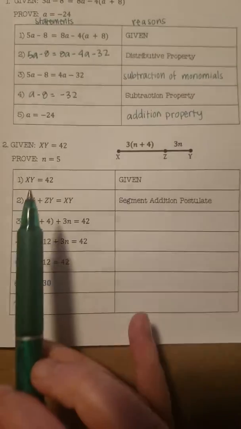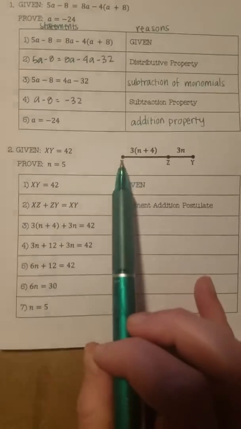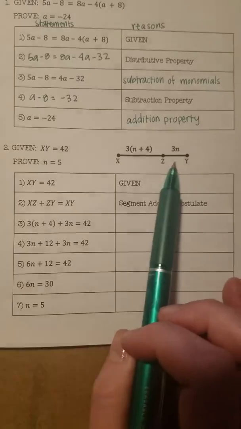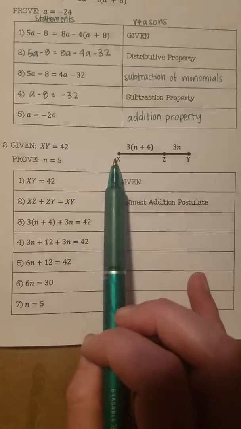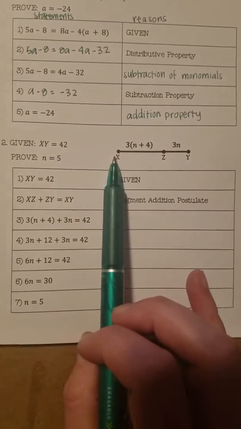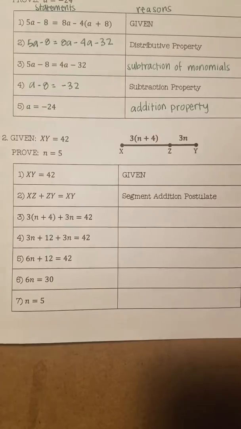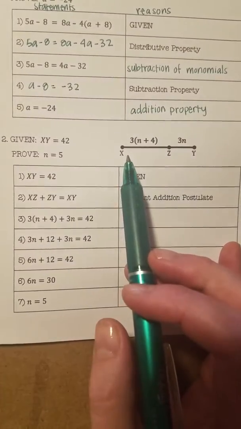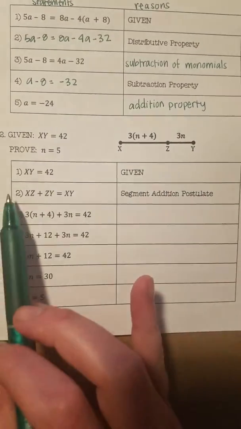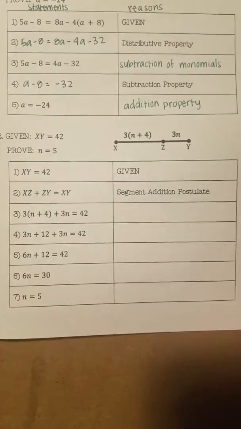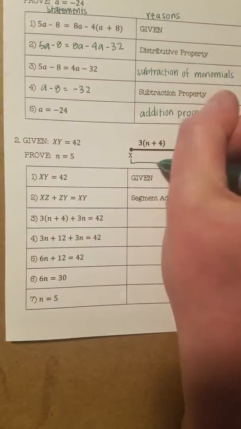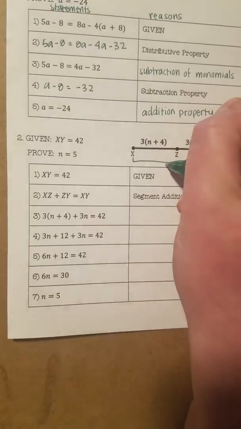Our next example is still algebraic, but we throw a little bit of geometry in here. We have this line segment XY, and we're told that the length of XY is 42.